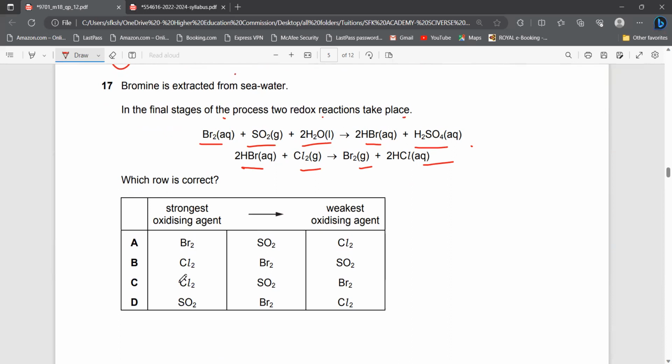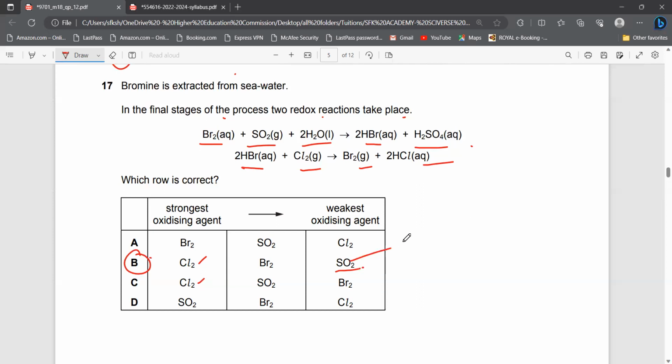Strongest oxidizing agent out of these. Even without this, from your theoretical knowledge, you can answer this. You know that halogens, their oxidizing powers decrease down the group, right? So chlorine will have the strongest oxidizing power compared to bromine. Sulfur dioxide is a reducing agent, so it will not be a good oxidizing agent anyways. It's either of these two, either B or C. Now, bromine and sulfur dioxide, and weakest oxidizing agent has to be sulfur dioxide because that's a reducing agent. So option B should be the correct answer.